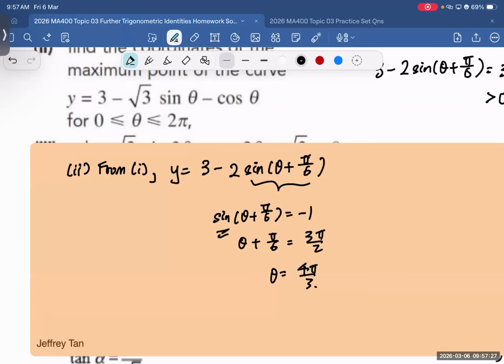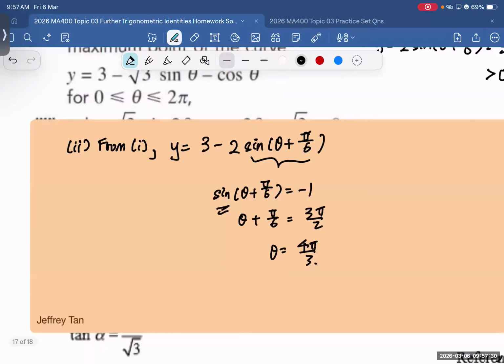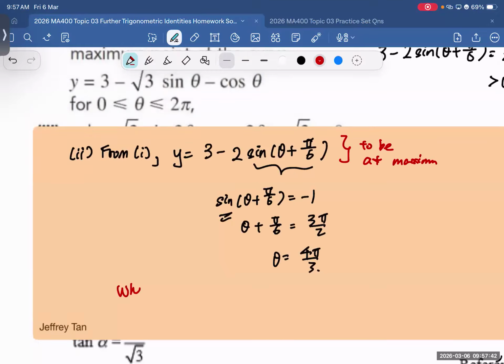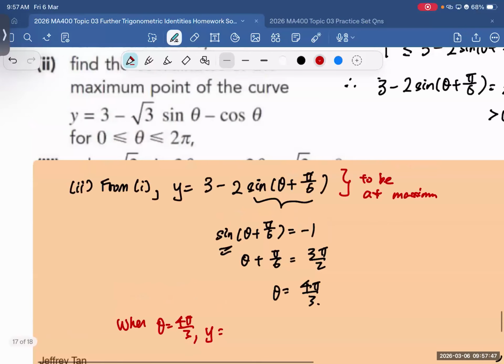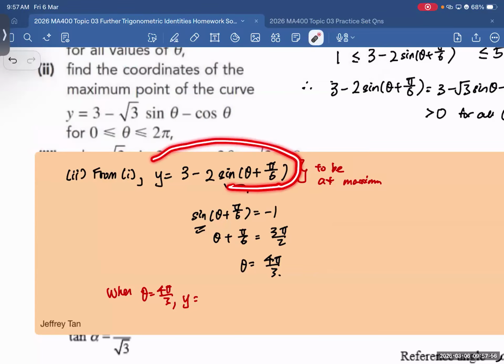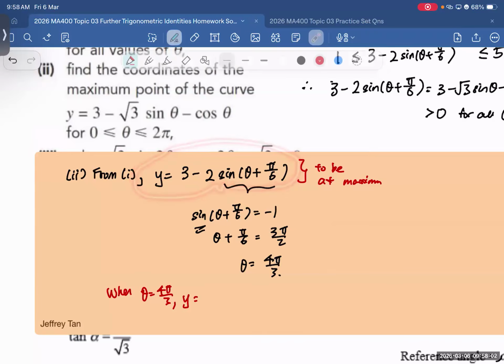So, for this to be at maximum, this must be equal to -1. So when theta is equal to 4 pi over 3, can anyone tell me what's the maximum y value? I already told you this is -1. What is the maximum y value? Very good. Maximum y value is 5. Therefore, the coordinate is 4 pi over 3, 5.